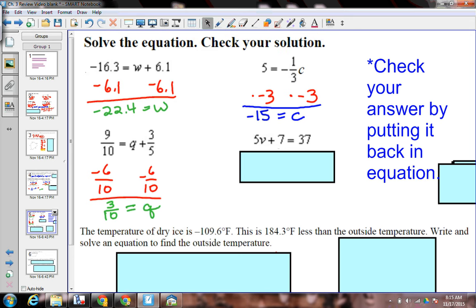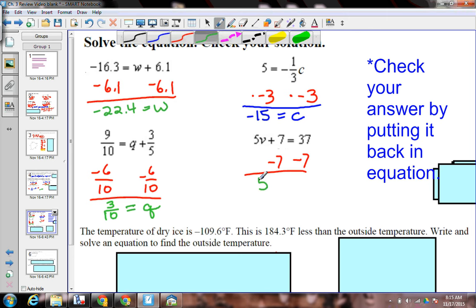The next one is a two-step problem. First, we're going to subtract 7 from both sides. So now our new equation is 5v equals 30. And then lastly, we're going to divide each side by 5 to get to our final answer, which is v equals 6.